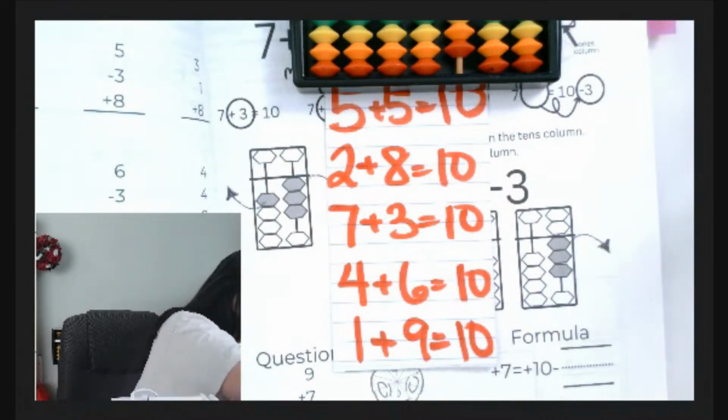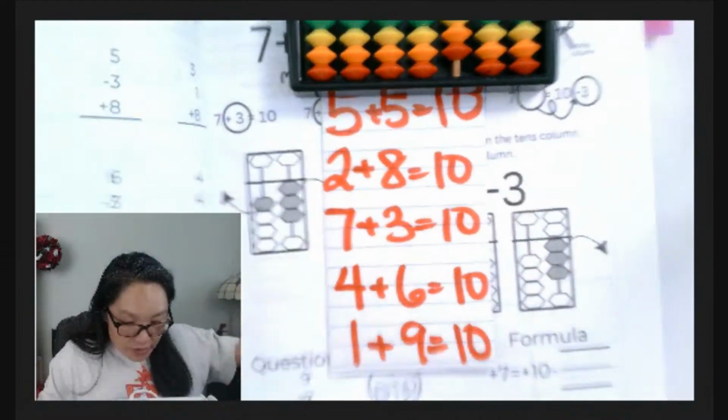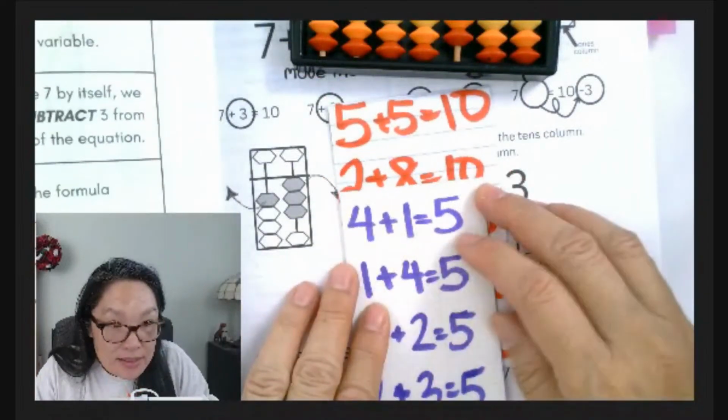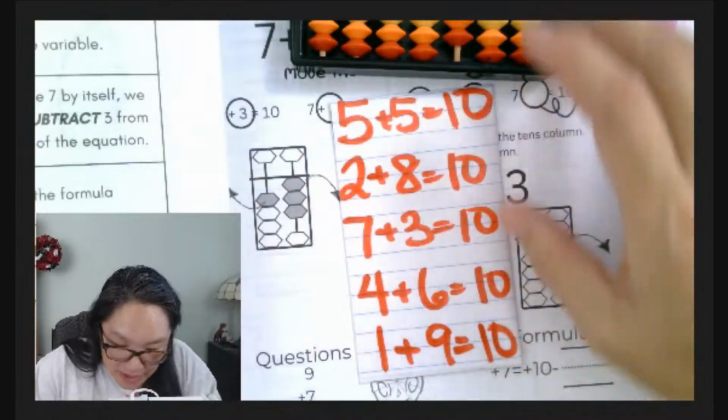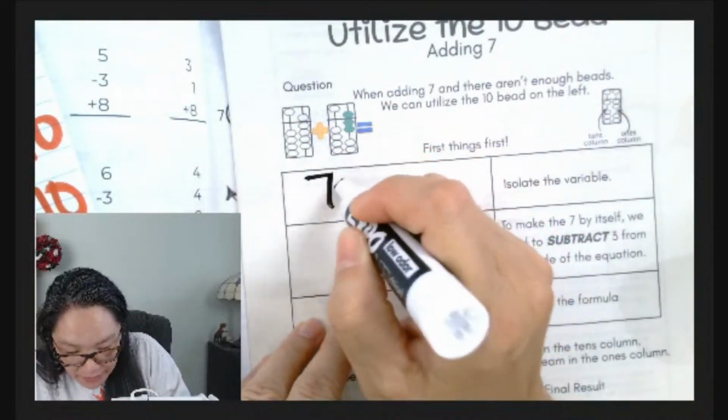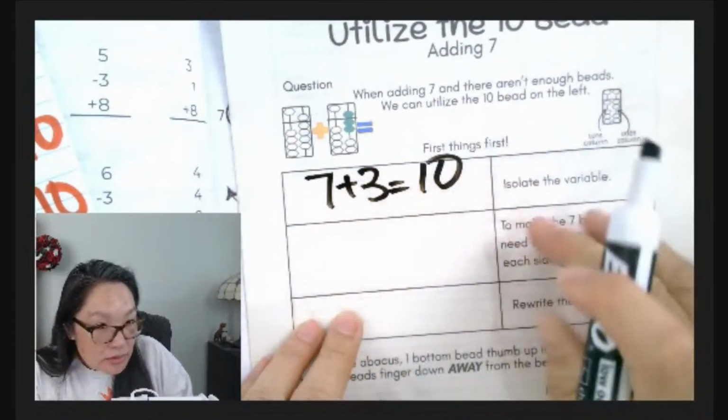Guess what? When we make it into a formula, it's exactly what we do. We've seen this before. What do we do? This is very familiar as this. But now we see a pattern. Because we see a pattern, 7 plus 3 is equal to 10.